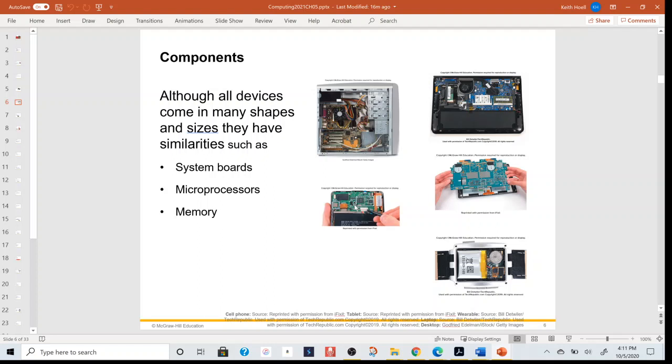My first question to you is, what is another name of the brain of the computer? Another name is the Central Processing Unit, or the CPU. We're going to get into that in a little while. There are other things on the motherboard.